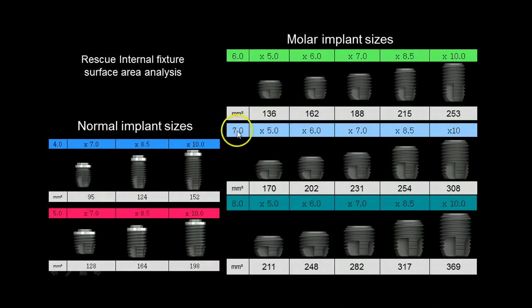Now, one of the most popular molar size implants on the Rescue we utilize is a 7 by 7 millimeter diameter implant, 7 by 7. And that implant has 231 millimeters squared surface area. Now, what do we say a 4.5 by 10 has? 235. So just a 4.5 by 10 has more surface area than a 7 by 7 Rescue implant. So that's a big piece of titanium here.